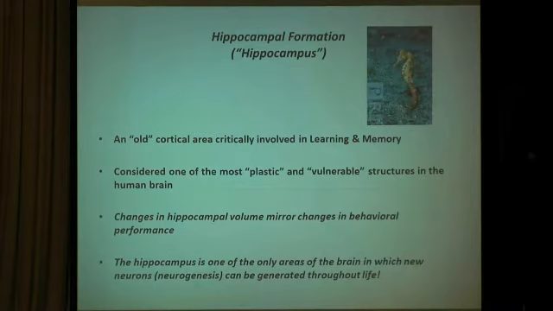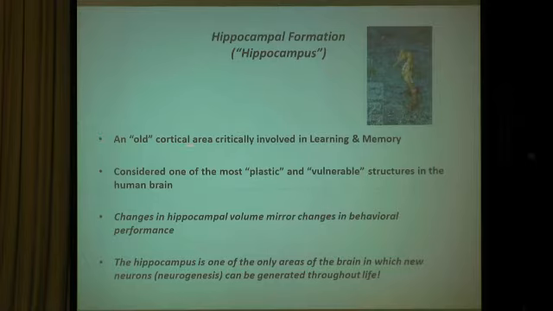Let's go back, review some things, and tell you some new things that you didn't know. Okay, it's an old cortical area. What does that mean? It means that it has only 3 cell layers rather than 6. Okay, that's just how it's defined. It also means that it's seen in all animals that have cortex. So it comes about early in phylogeny. And so we still have it, and it's critically involved in learning and memory in our brains, just like it is in the lower animals. It's considered one of the most plastic and vulnerable areas of the human brain.